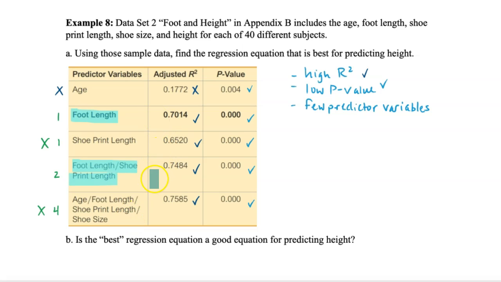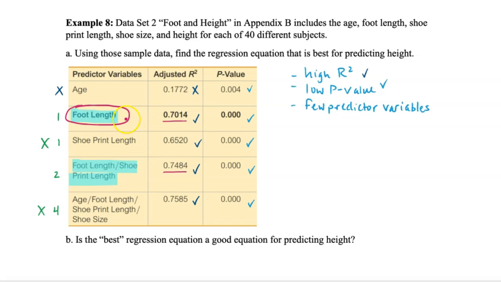And this is really kind of my subjective decision. And so what I'm deciding is whether or not this increase in the R-squared value is worth adding another variable. And I'm going to say it's not. So I would say that the best regression equation is foot length. An increase of 0.04 is not enough to justify adding another variable. So foot length is the best for predicting height.